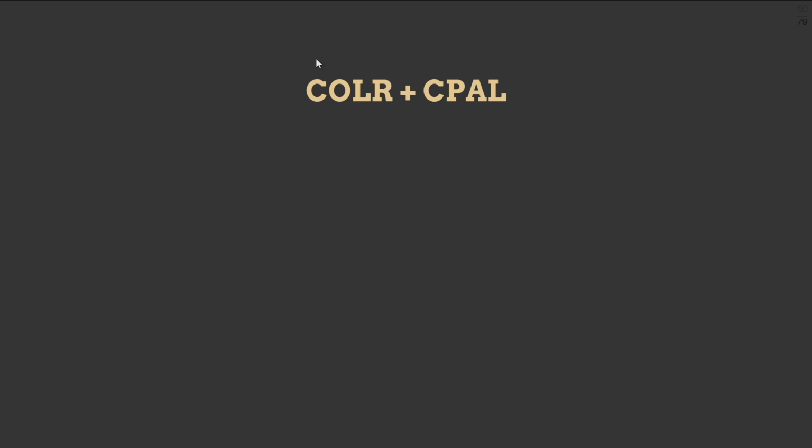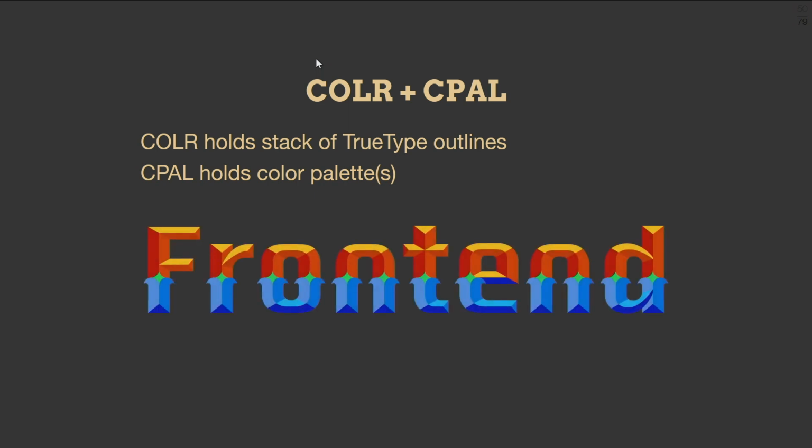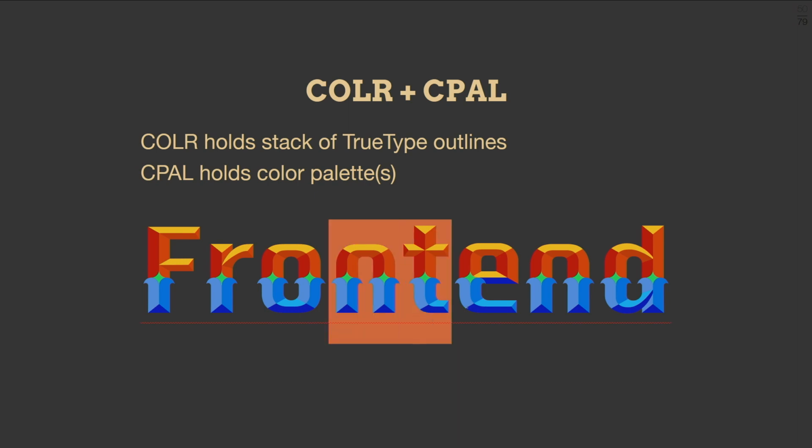There are 2 ways to do this that use vector fonts. One of them is called COLR and CPAL. COLR holds the actual TrueType glyphs, but instead of just a single outline, it has multiple ones, and each one can have a color. And the colors are stored in a color palette. So there's an example. Okay, is this better? This is a real font.